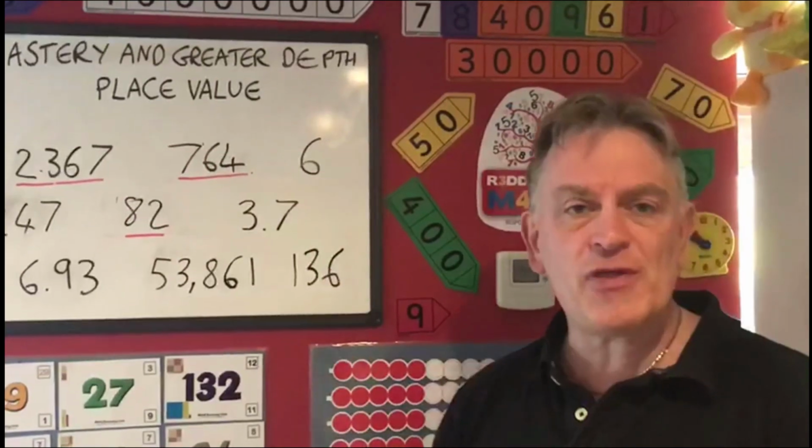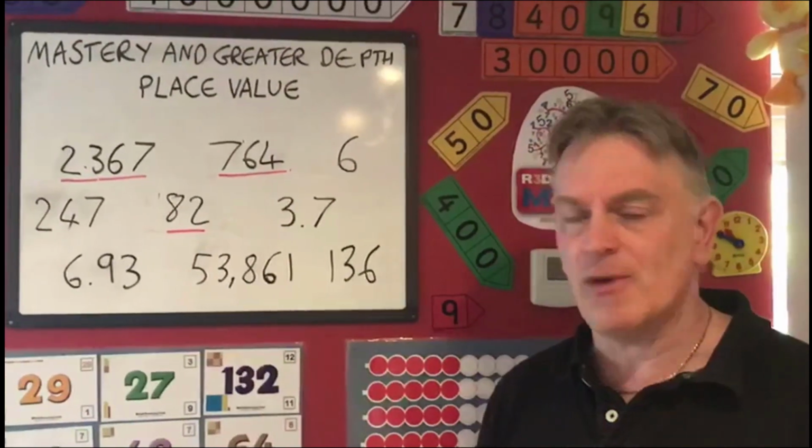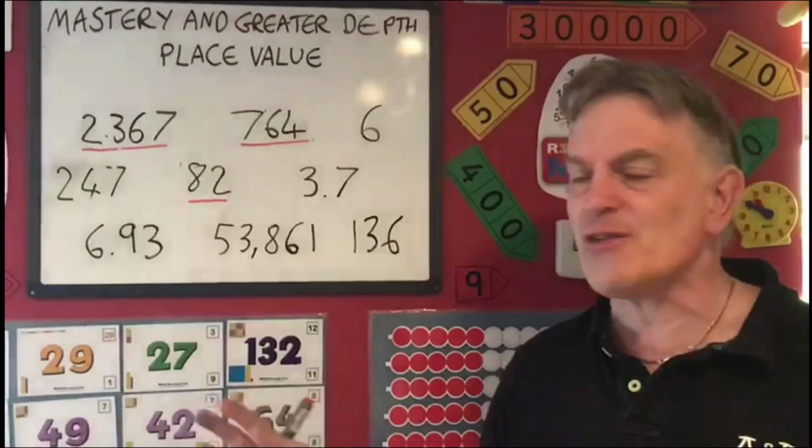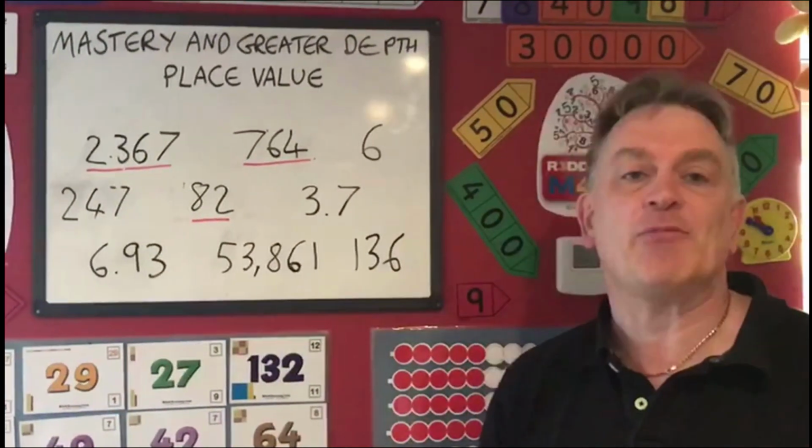What about this one? 236 tens. Where did that come from? There's 2,000s, 300s and 6 tens, but where's 236 come from? That's what we're going to be exploring today.